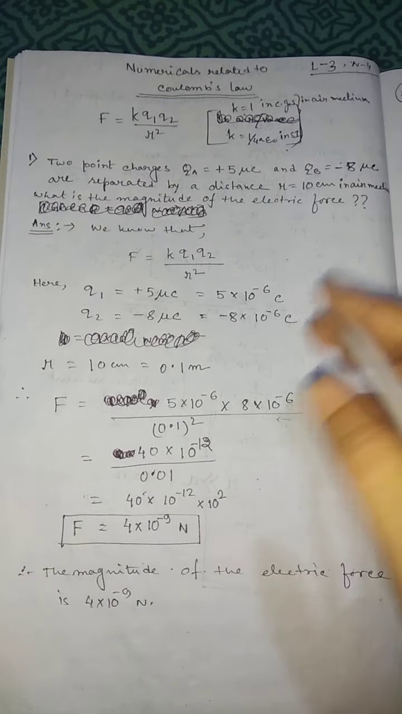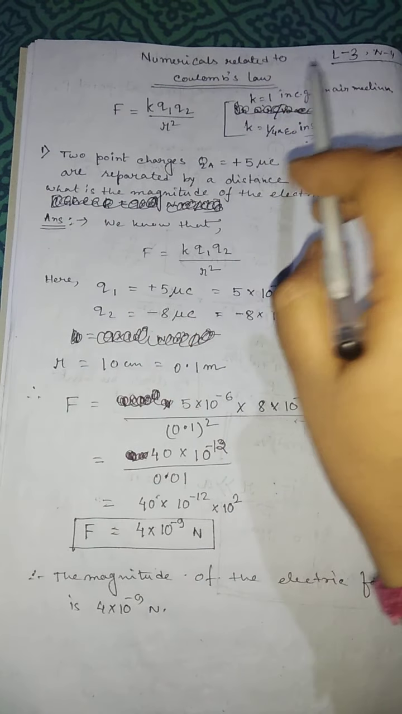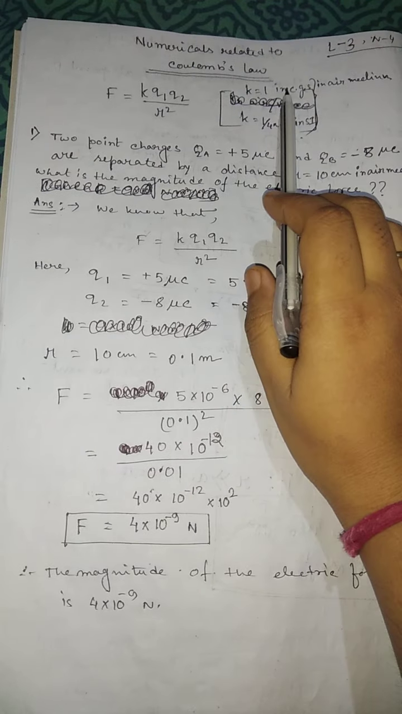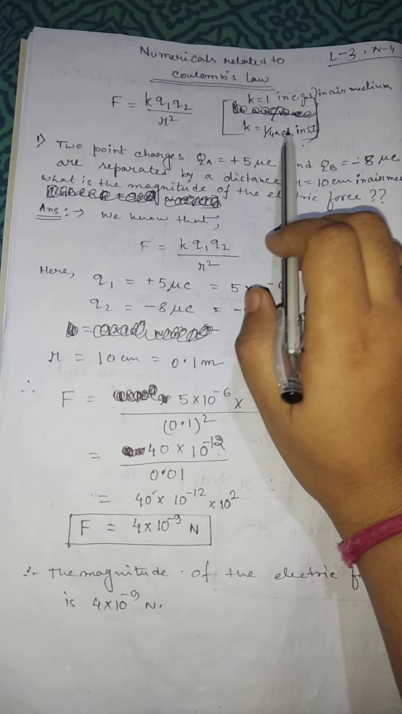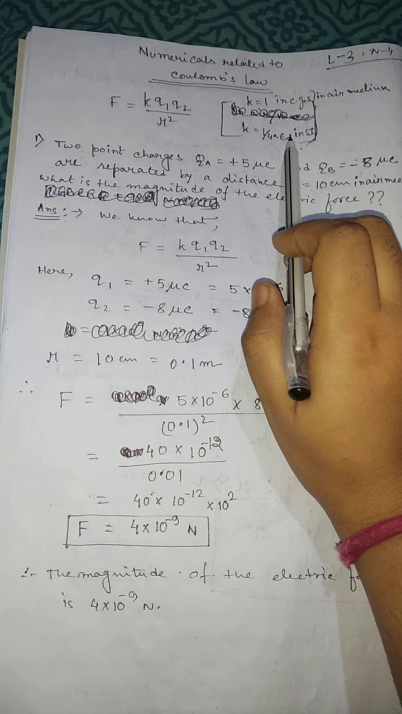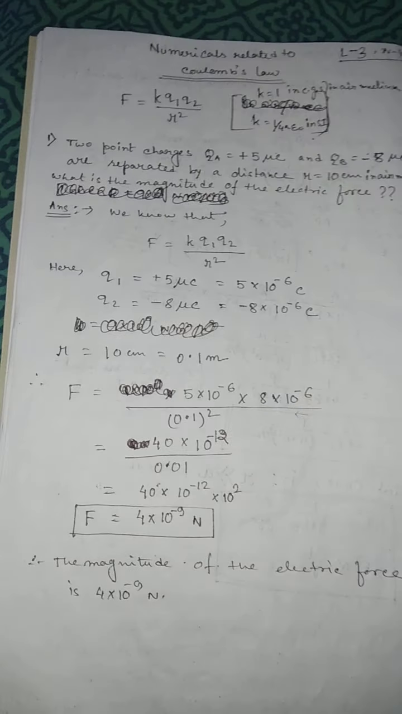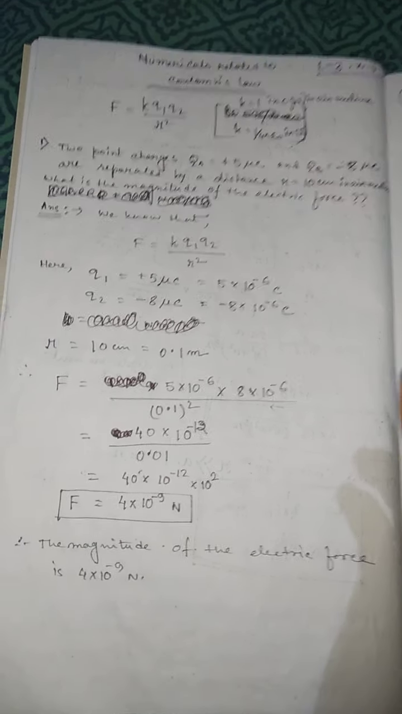K is a force constant and R is the distance between those two charges. And if these two charges are placed in an air medium or in vacuum or in any space, then in CGS the value of K is 1, and in SI its value is 1 by 4 pi epsilon naught. Epsilon naught is called the permittivity of free space, or the vacuum or air medium. Okay, let's start with the first numerical.